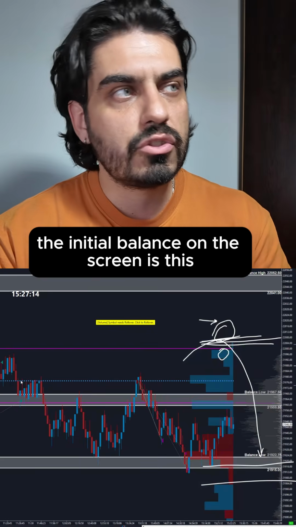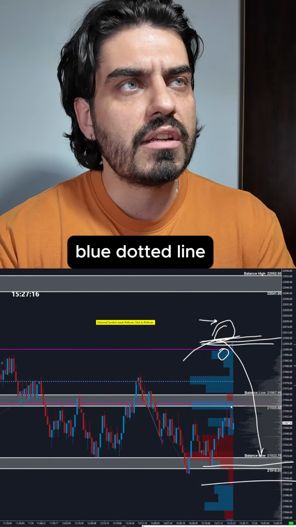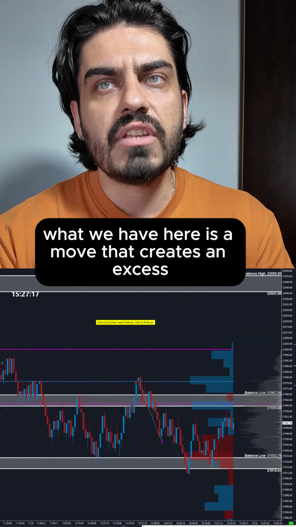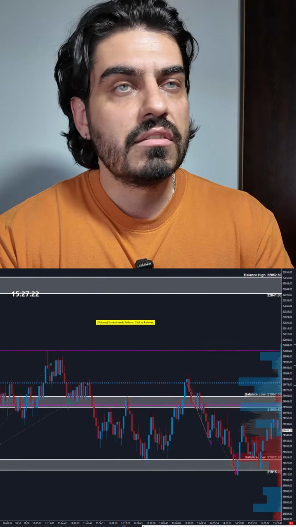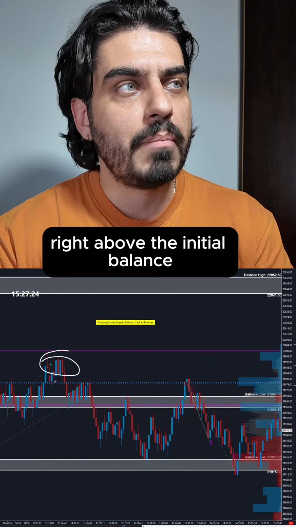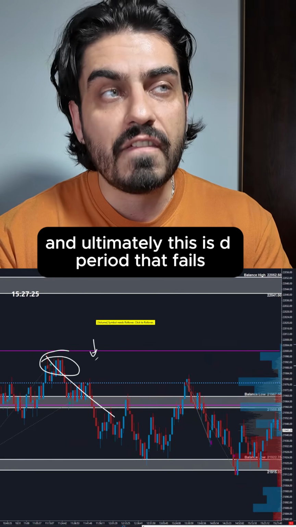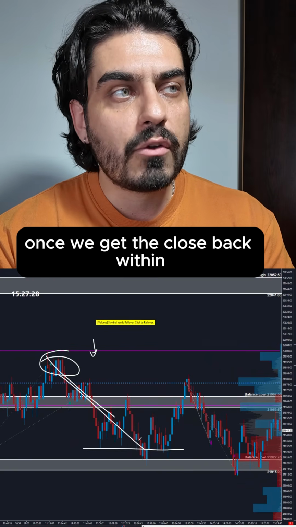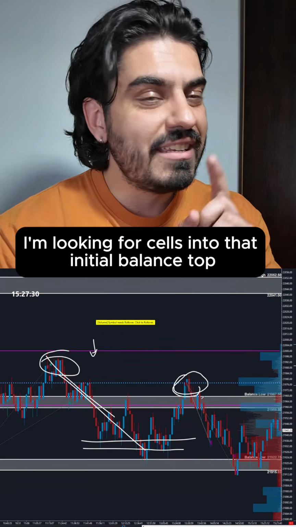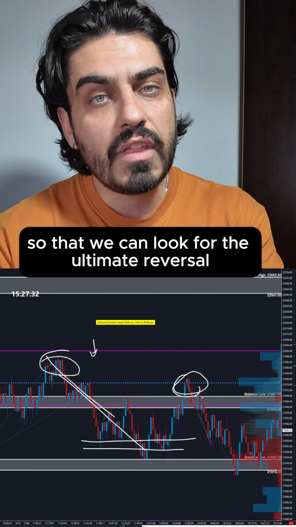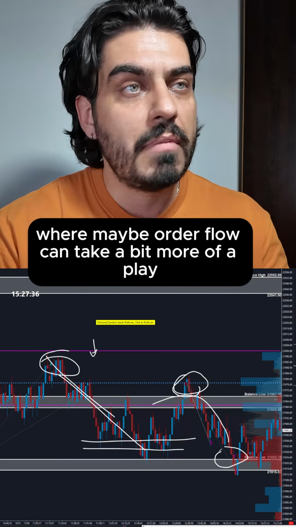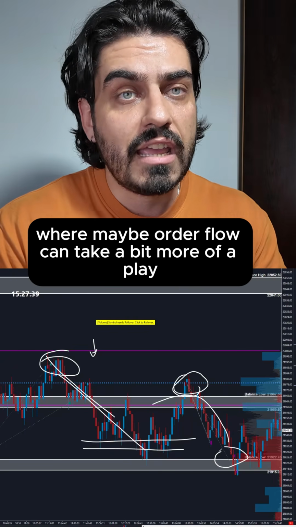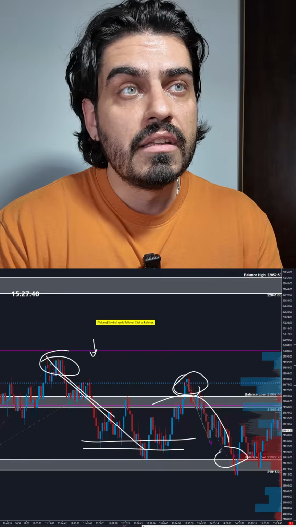The initial balance on the screen is this blue dotted line. What we have here is a move that creates an excess above the initial balance, and ultimately this is D period that fails. Once we get the close back within, I'm looking for sells into that initial balance top so that we can look for the ultimate reversal back into some key areas where maybe order flow can take a bit more of a play.